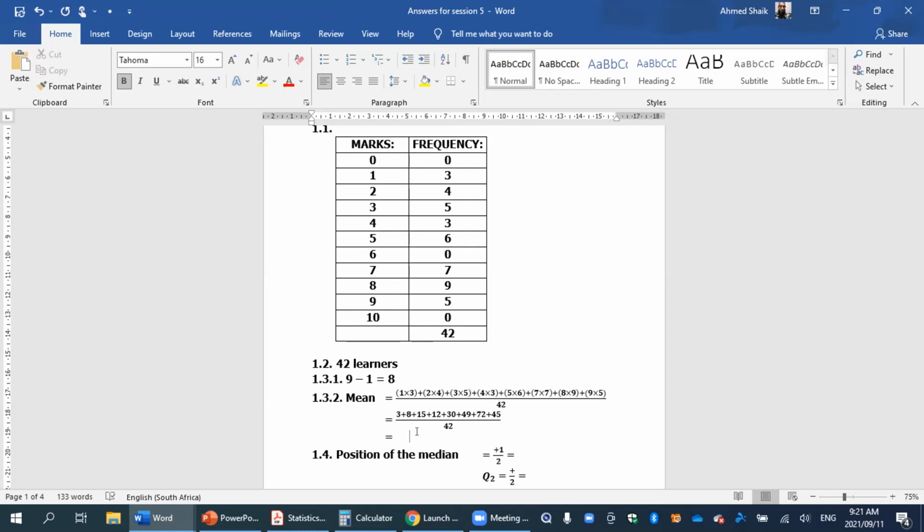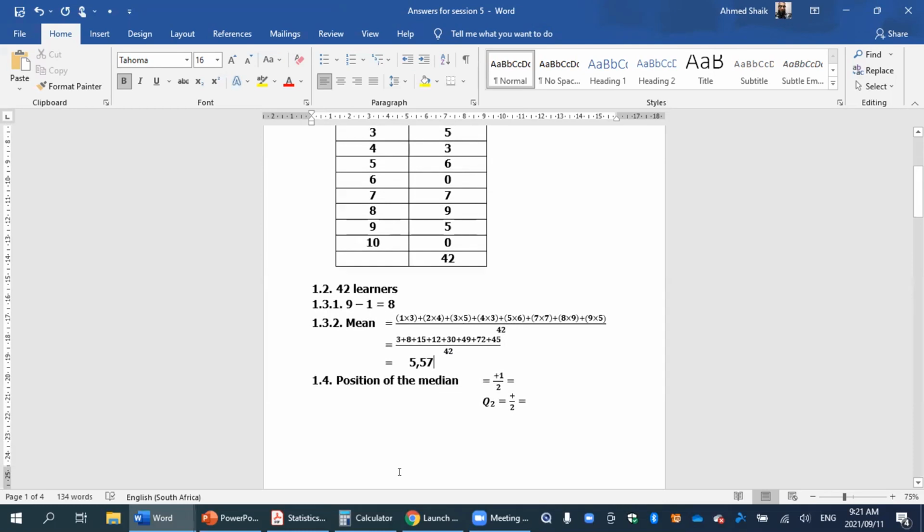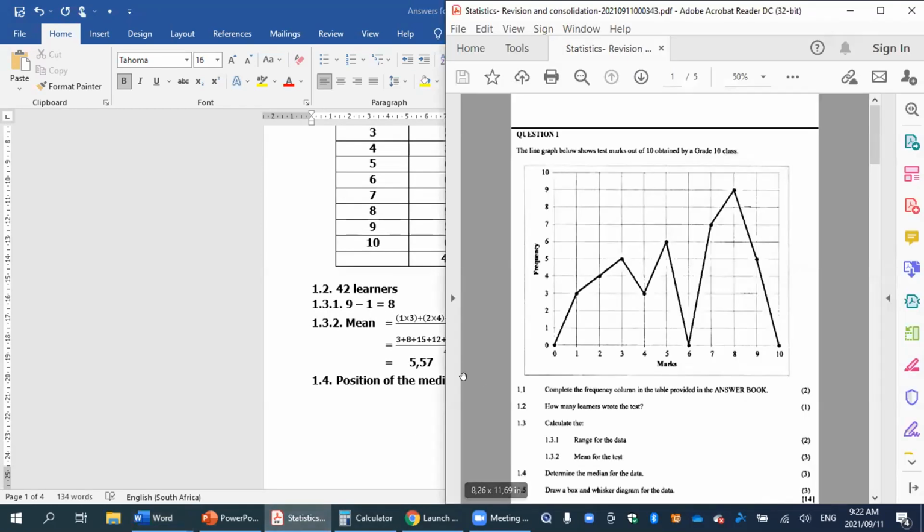Remember, once again, you need to follow your instruction with regards to your test or examination, and it would state very clearly how many decimal places. The usual amount is 2 decimal places, so I'm going to round it off to 2 decimal places, and my answer was 5,57. Okay, let's look at the next question.